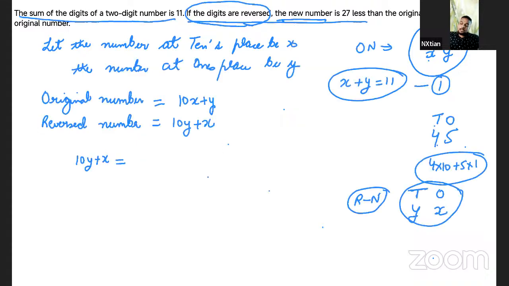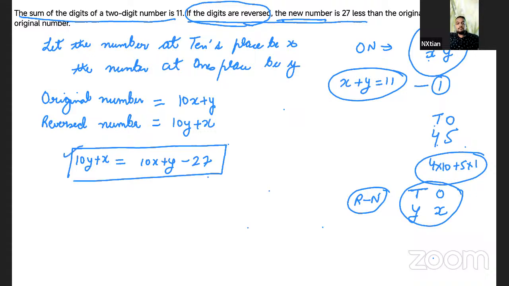What is the original number? The original number is 10x plus y. So the equation is: the new number is 27 less than the original number. Guys, did you understand? The new number is 27 less than the original number. Okay.